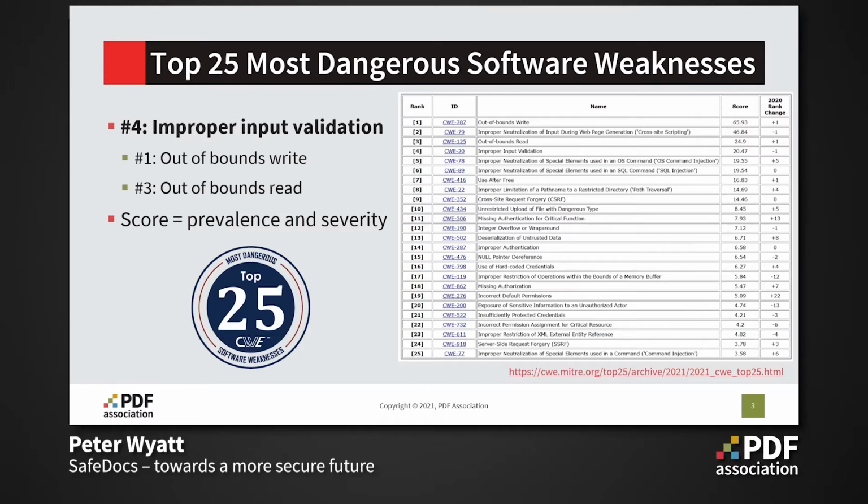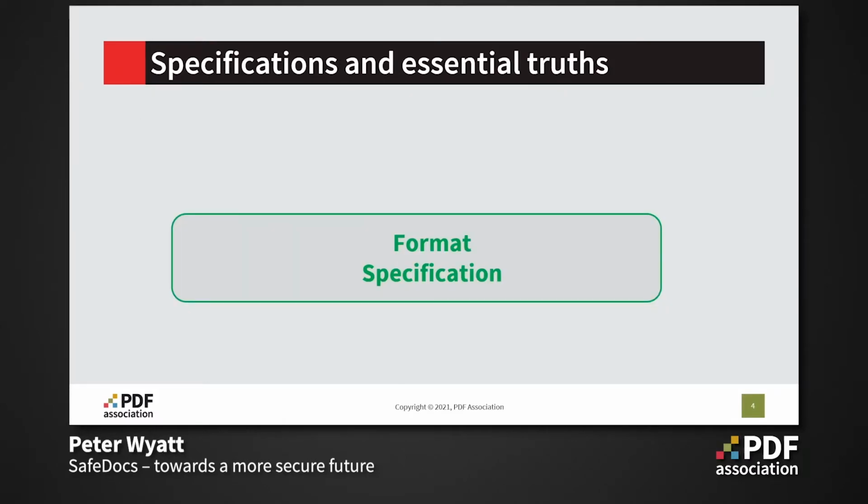So if we can get input parsing right, we should be well on our way to a better, more secure future. And how do we get input parsing better? Let's start at the beginning with the specification of the file format for what we are trying to parse. PDF, like most non-trivial file formats, is defined by a prose-based file format specification document. This attempts to define how a compliant file is defined and what it is and is not allowed.